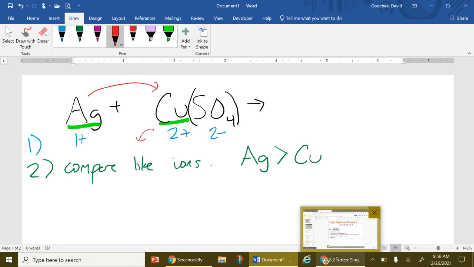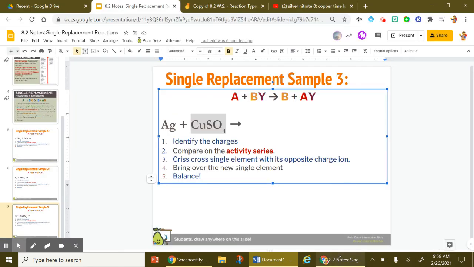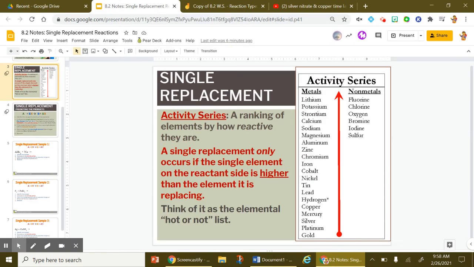So let's take a look at the activity series. Is silver better, higher than copper on this activity series? So look at the activity series here. They're both pretty low, all right?